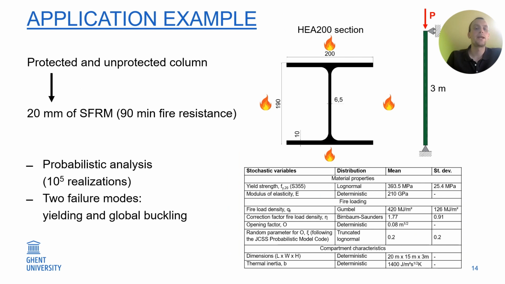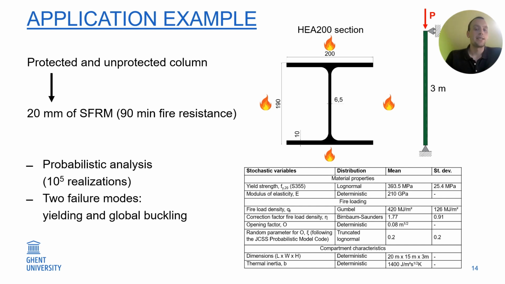With this information, we can go to an application example. So suppose that we have a column which is 3 meters tall. The column is loaded and is simply supported. The section of this column is an HEA 200 profile, which is an I profile, and it is exposed to fire from 4 sides. We're considering both a protected and an unprotected column, and in case it is protected, we would have 20 millimeters of sprayed fire resistance material as protection, and based on a calculation, this would amount to about 90 minutes of fire resistance.